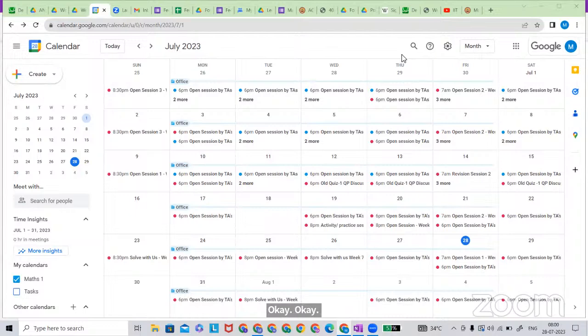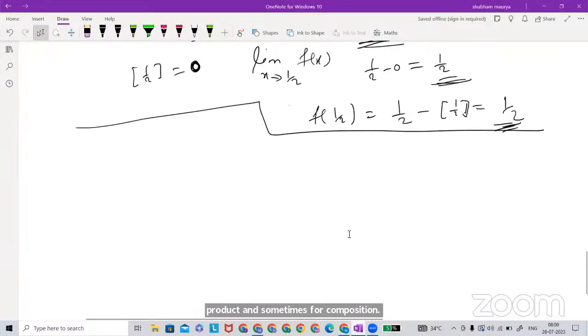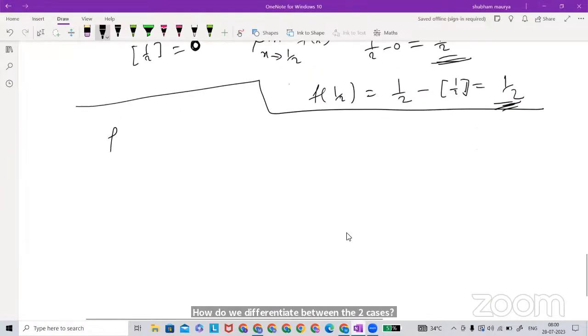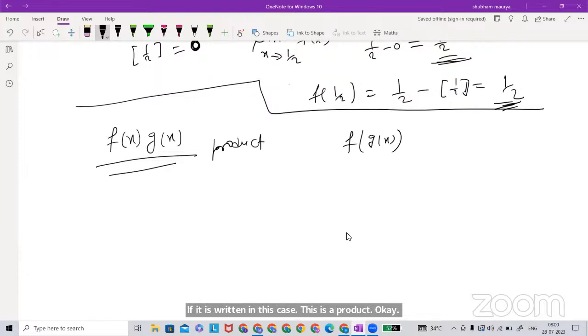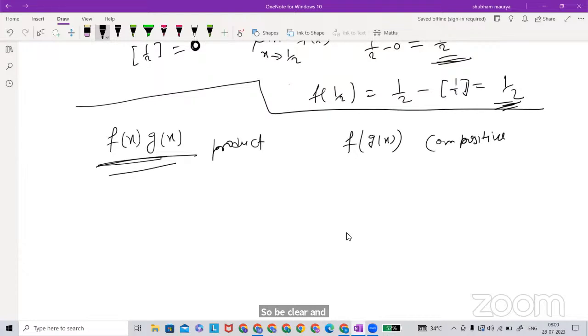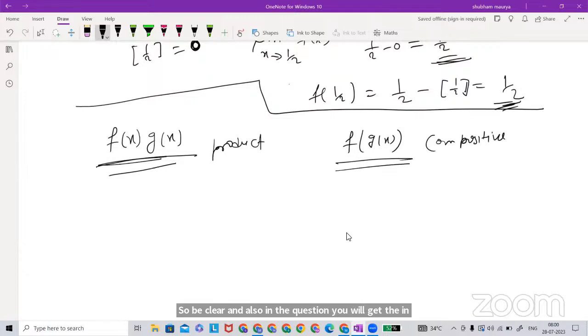There's one doubt. Sometimes we use fg of x to denote a product and sometimes for composition. How do we differentiate between the two cases? If it is written as f(x) and g(x), this is a product. And if it is written in this fashion, then it is a composite. So be clear; in the question you will also get it in this format.